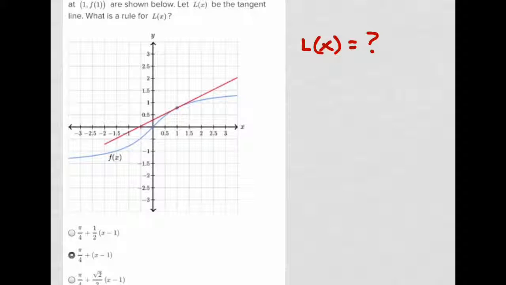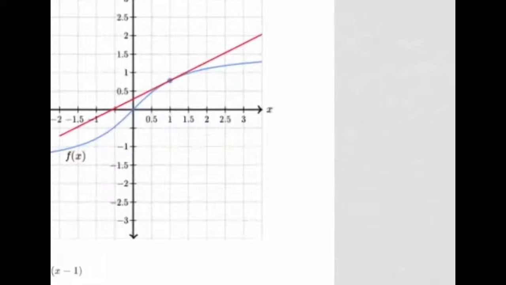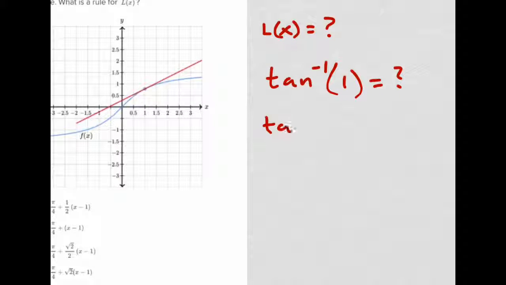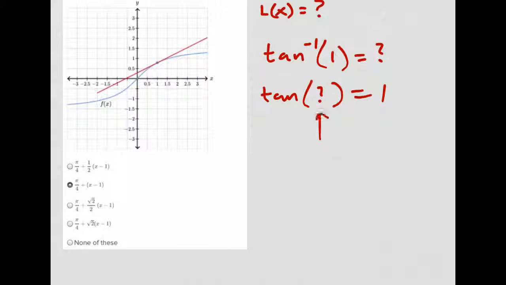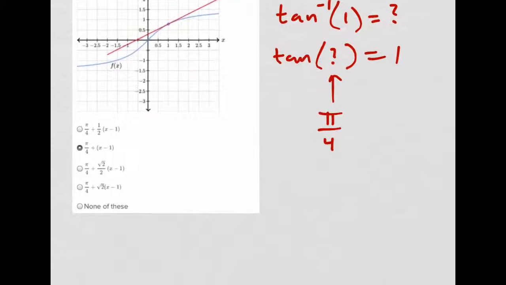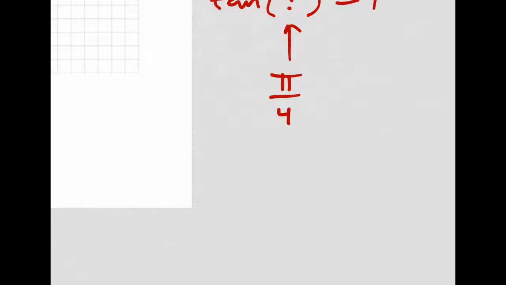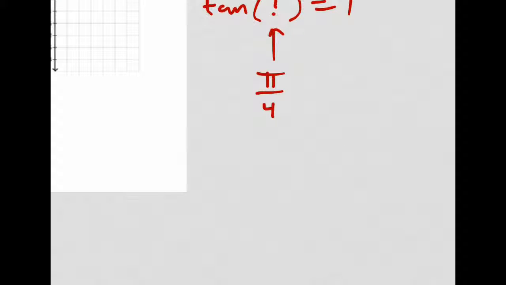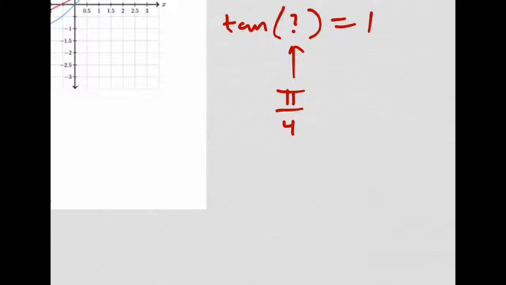L of x is that red line. We already know that this is tangent inverse, right? And we're saying tangent inverse of 1 equals what? That's the same thing as saying tangent of what angle equals 1. So we know that this has to be pi over 4. And so that means we have an ordered pair on our function. Since this is the inverse, it would be 1 comma pi over 4.